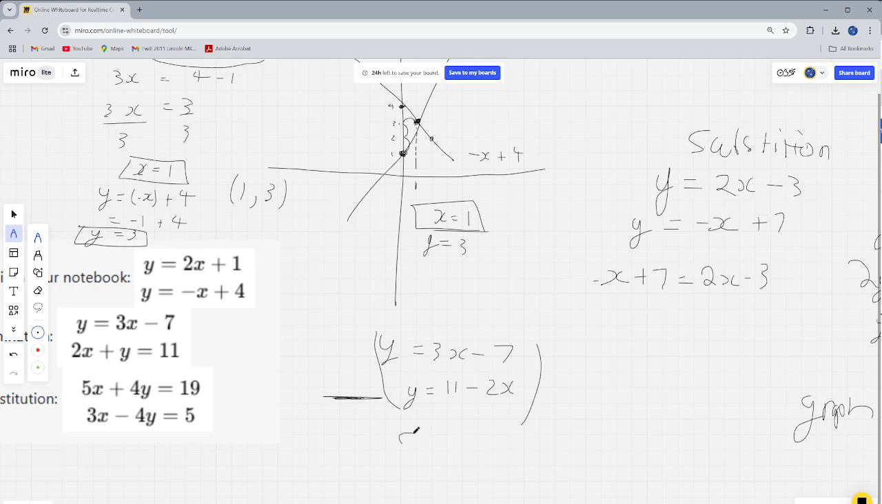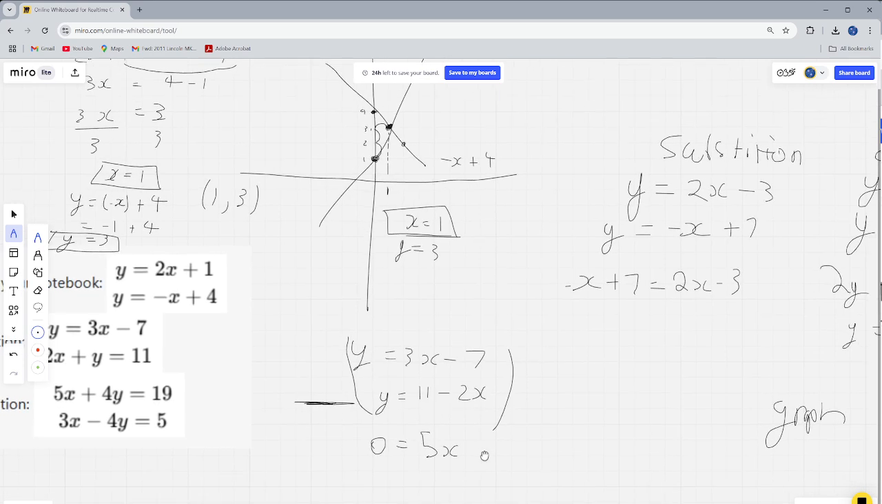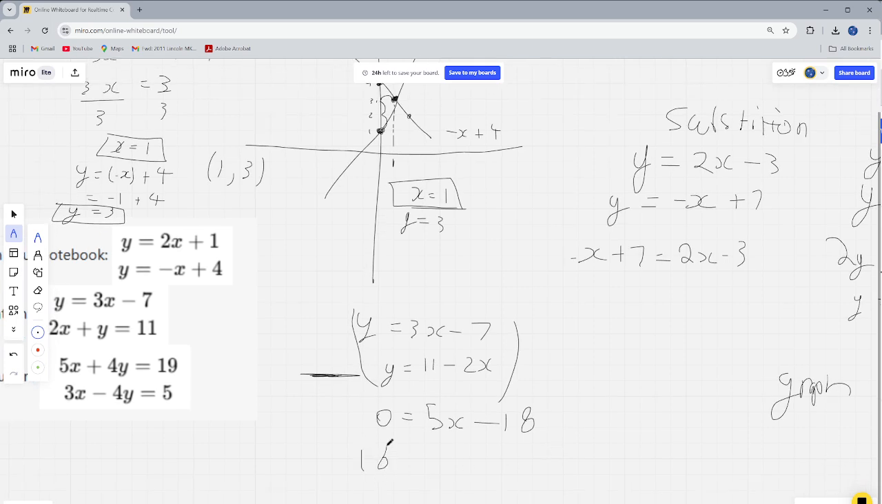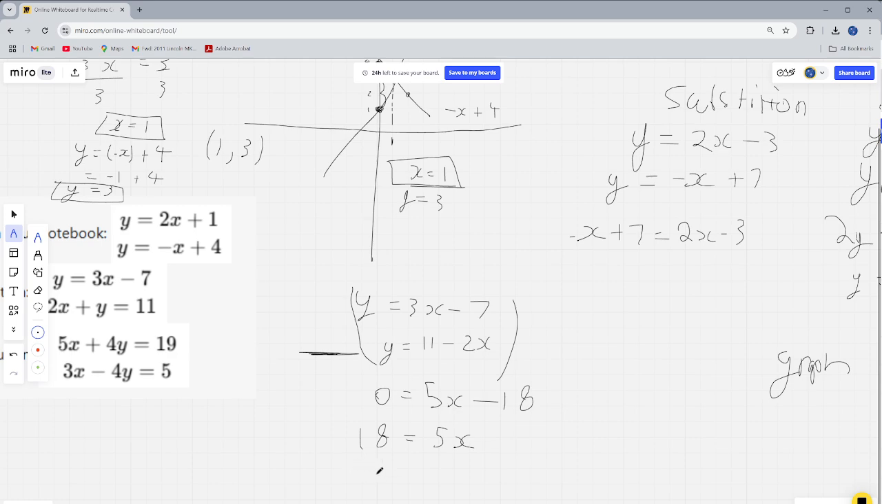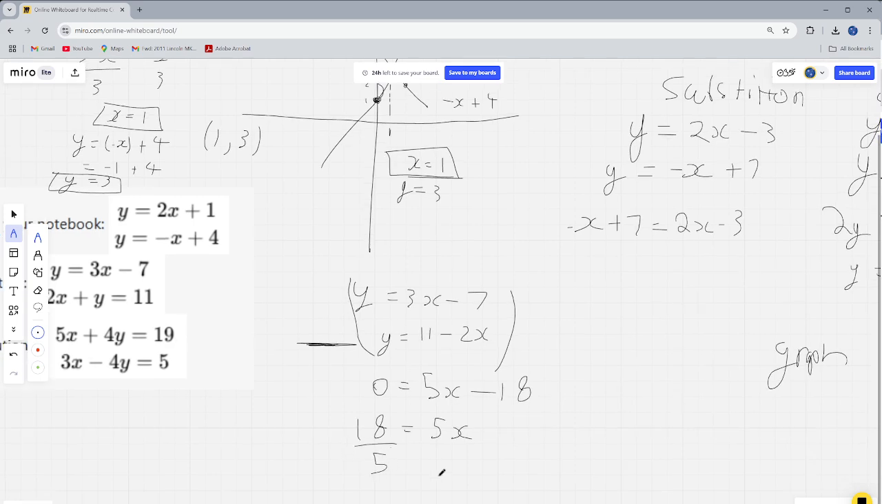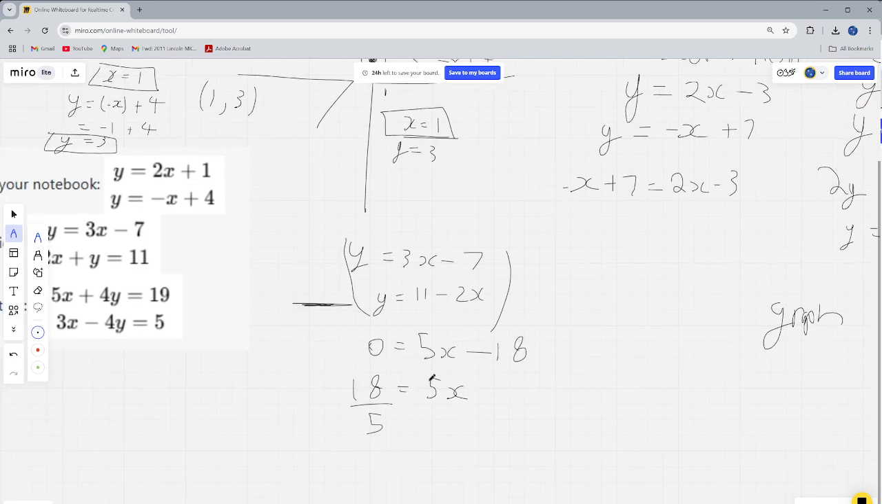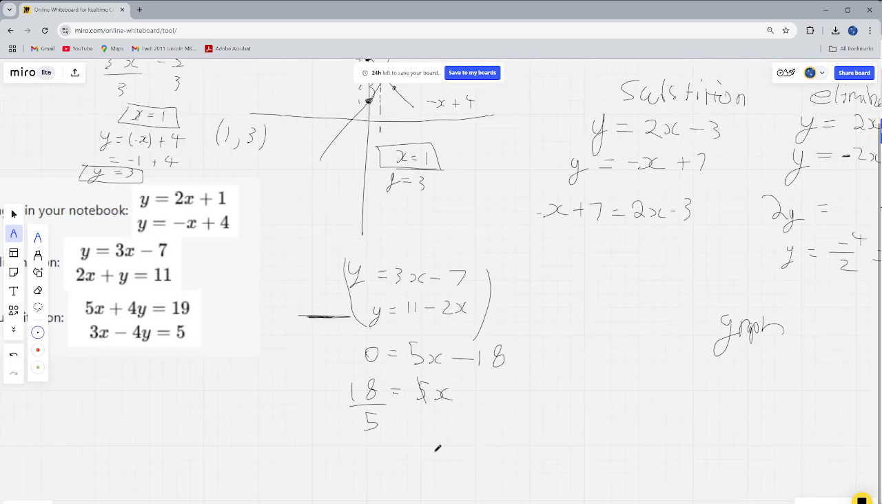So y minus y equals 0, 3x minus negative 2x is 5x, and then negative 7 minus 11 is going to be negative 18. So we have 18 equals 5x, and then 18 divided by 5 equals x. Cool. And then we would just substitute that back in for our y value to solve for what it is, okay?